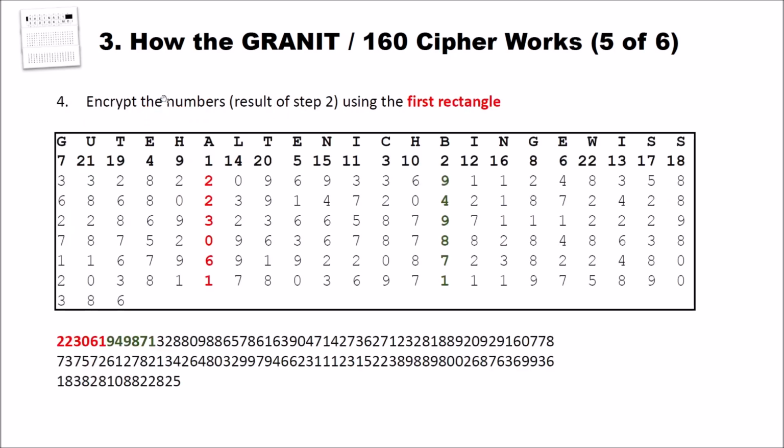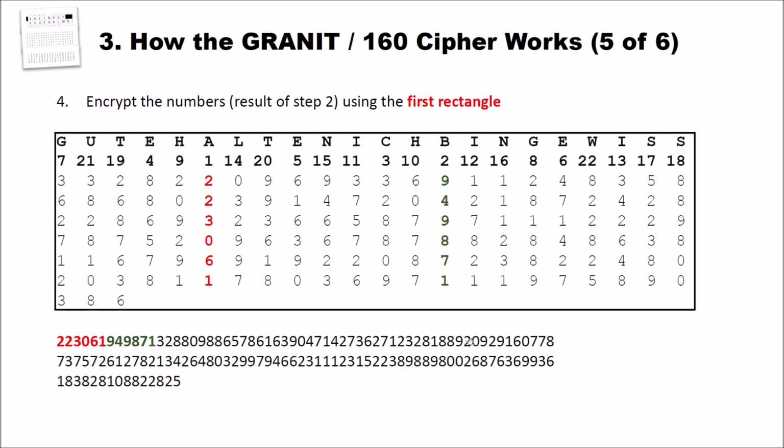We first encrypt the numbers which are the result of step 2 using the first rectangle. We just take the numbers that we have created, we write the numbers from left to right, from top to bottom into our rectangle. And then we read out the numbers column-wise based on the numbering here, and the numbering was based on our key phrase. So we start with the first one, with the first column here. We write 223061. We go to the second column here, 949871.